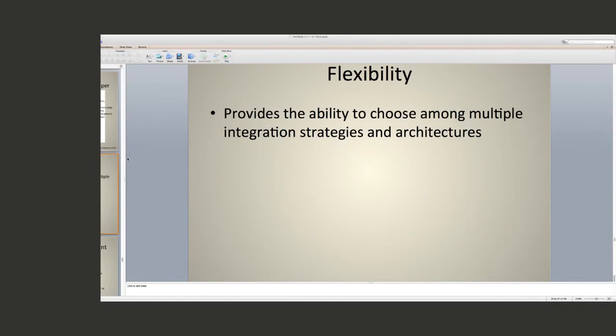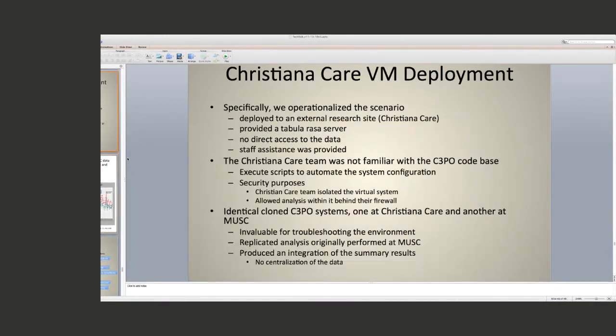Okay, so flexibility provides the ability to choose among multiple integration strategy architectures. This is Christiana Care, so you guys might be interested in this. And it will probably generate some questions, so I'll try and get through it in 2 minutes so you have some time for questions on it.